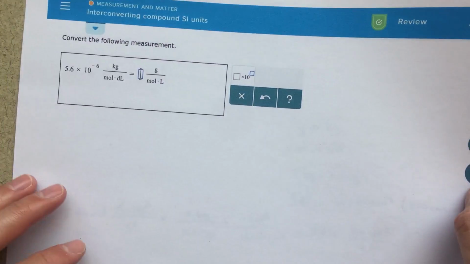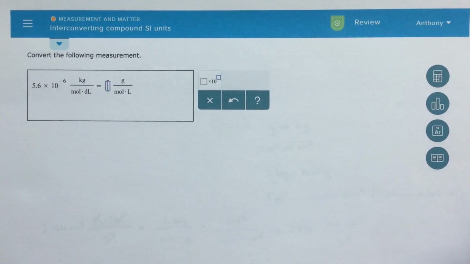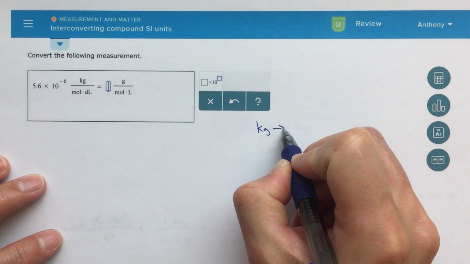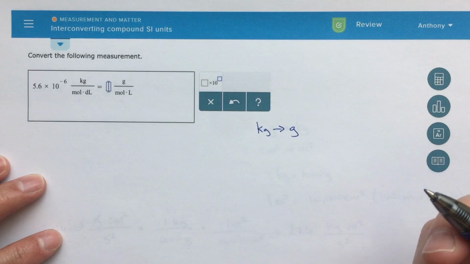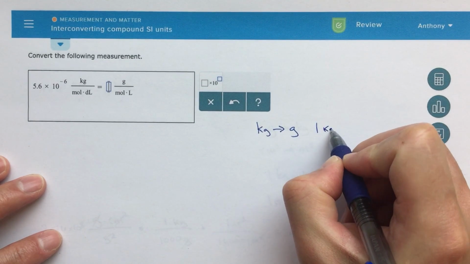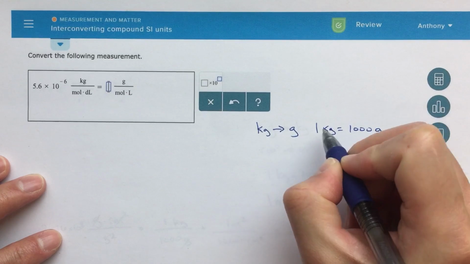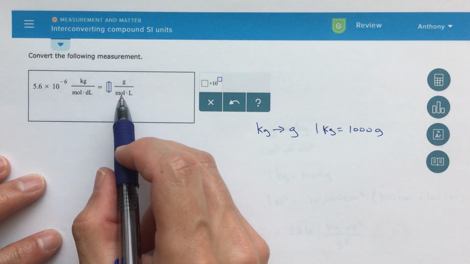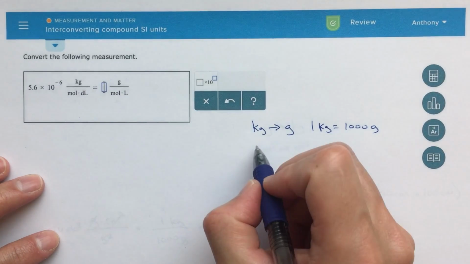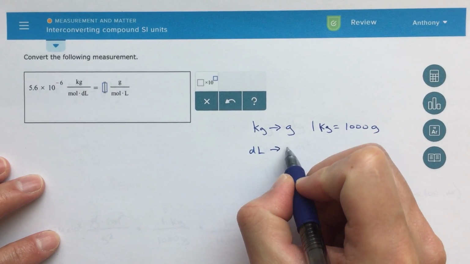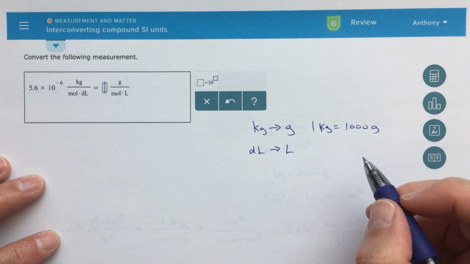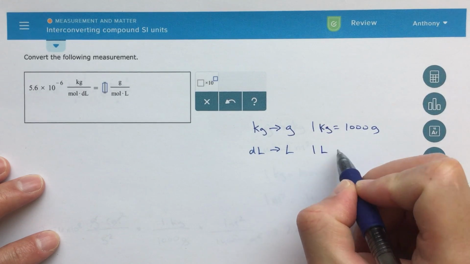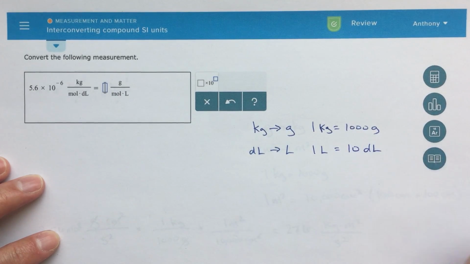We'll go through the same exact process for this second example. I see that we've got kilograms and grams, so I want to convert kilograms to grams. 1 kilogram should equal 1,000 grams. Next, I see deciliters and liters. This one I actually just looked up on Google. I thought it was 10 to 1, but I wasn't 100% sure. But in fact, it is 10 to 1, so 1 liter will equal 10 deciliters.